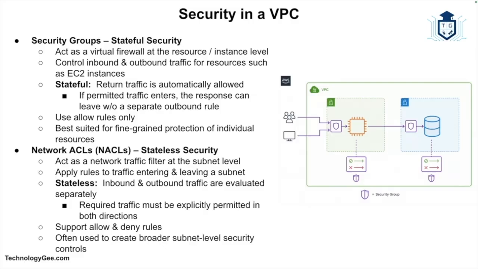Then you have what is called a network ACL. Network ACLs are access control lists. They operate at the subnet level and they are stateless. And this means that you explicitly allow both inbound and outbound traffic. They provide an additional layer of control, and they are often used for broader rules.